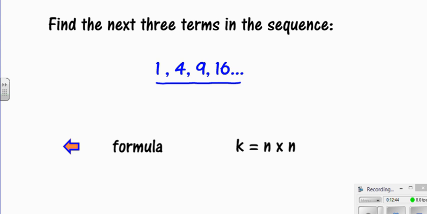What does that mean? K stands for the next term. N means to get the next term, I'm going to take the number and multiply by itself. Multiply by itself. Does that work? Does that make sense? It seems to. But is it right?